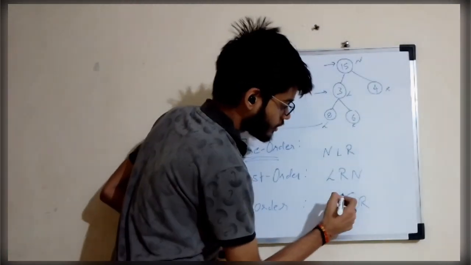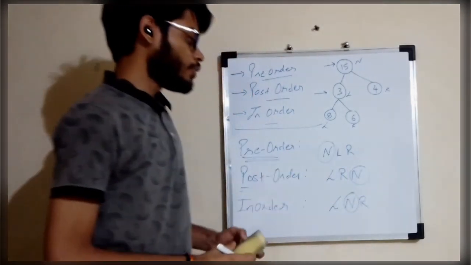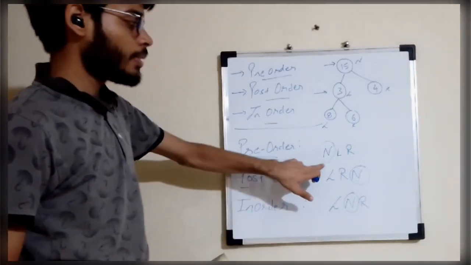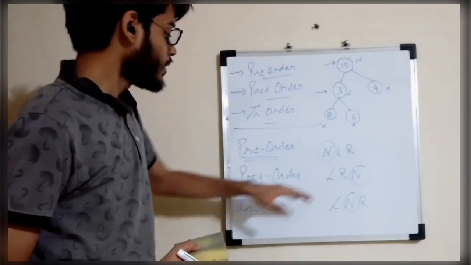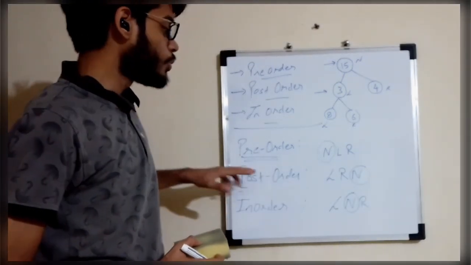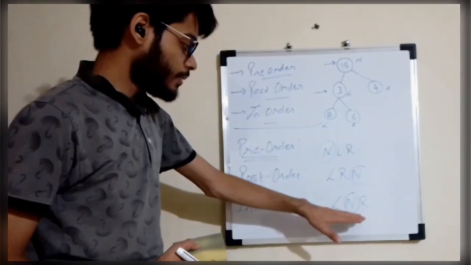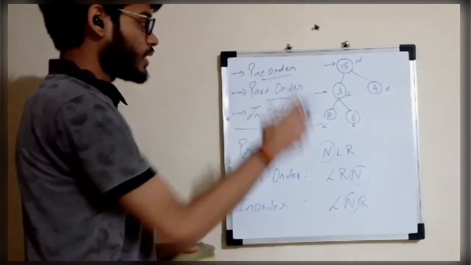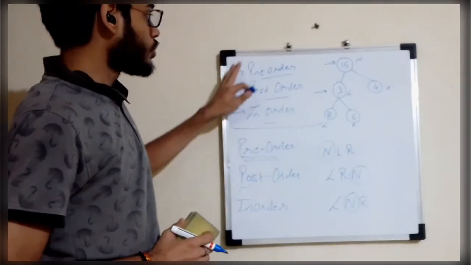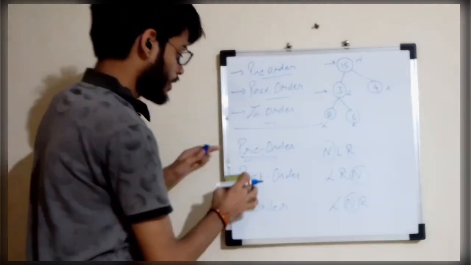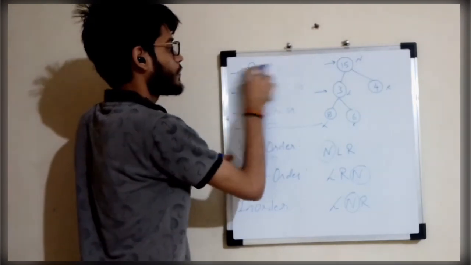You can have a look, these traversals are in context of this particular node. If you want to remember this, you can simply remember the position of the node. In pre-order the node is at the start, in post-order the node is at the end, and in-order it is in between left and right. So these are the traversal techniques. Let's talk about pre-order. I am erasing this for now.